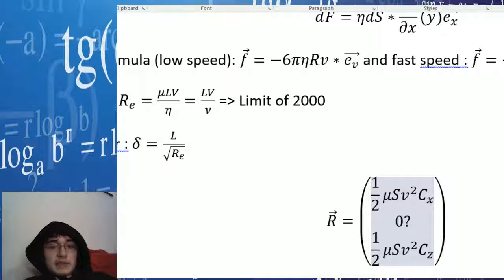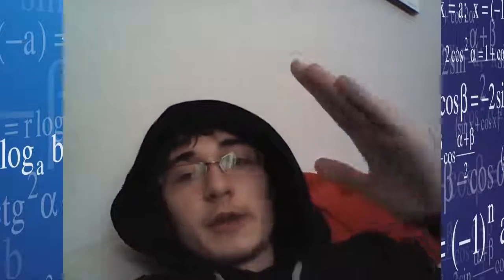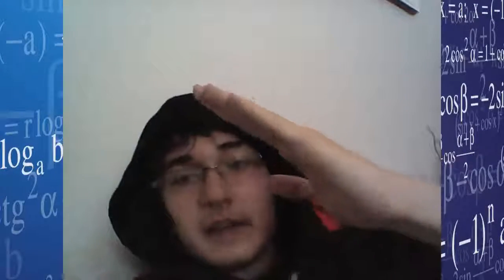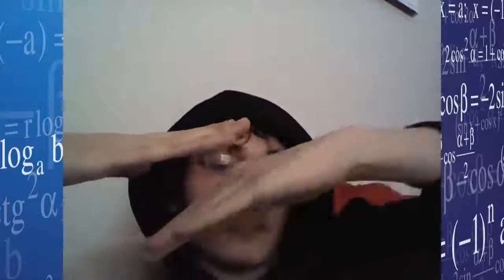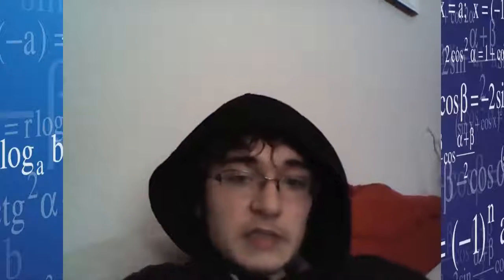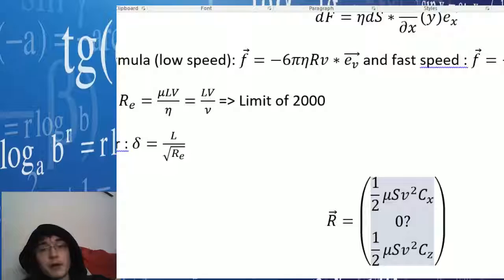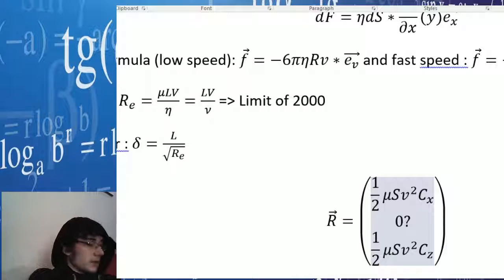Usually Cx and Cz are functions of alpha, the angle of the plane, because obviously if the plane is like this, it's not the same as if the plane was like this. If the air comes like this, it's going to push it backwards, and if the air is like this, it's going to push it upwards. So often Cx and Cz are functions of alpha, and that's how you study it. Yeah, that's pretty much it.